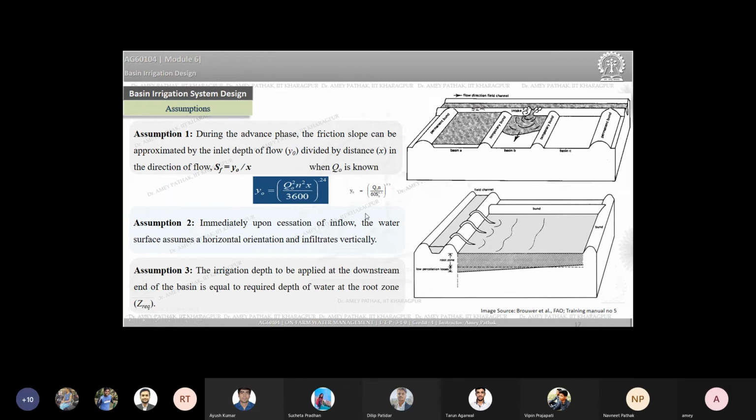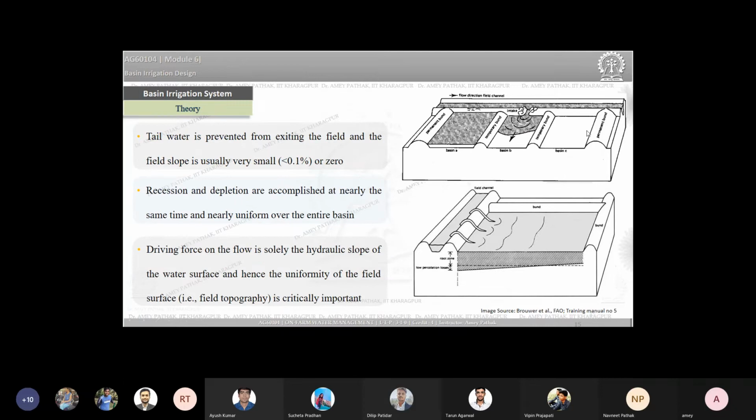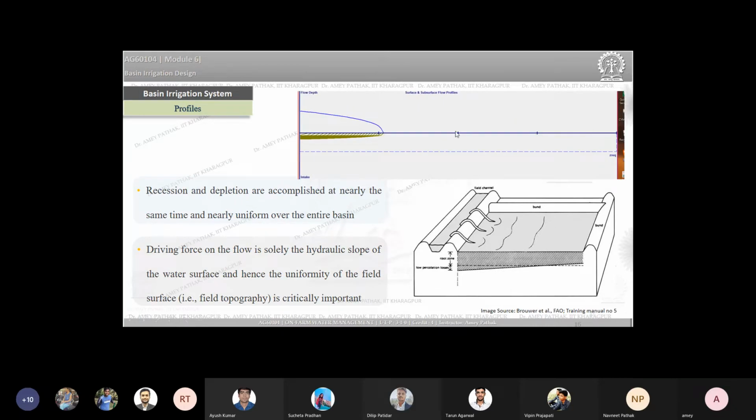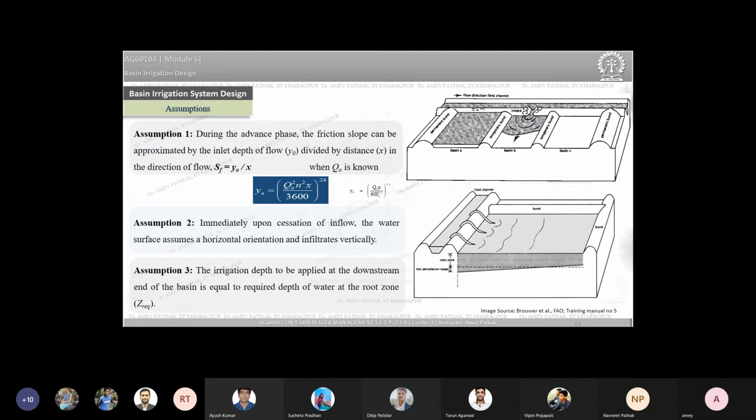Now let's see the assumptions in case of basin irrigation system design. The first assumption is during the advance phase. During this advance phase, the waterfront is advancing forward to the length, from this point to this point. During the advance phase, we can approximate the friction slope by the depth of flow at the inlet divided by the distance x.